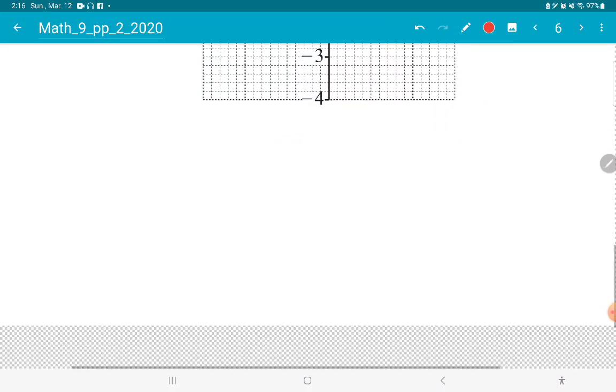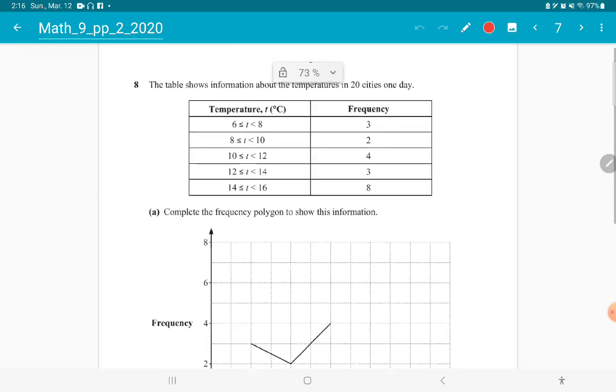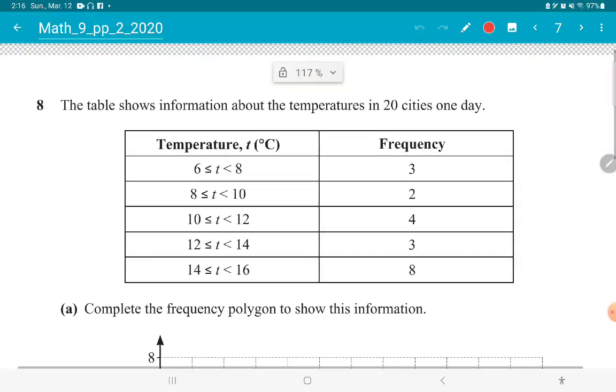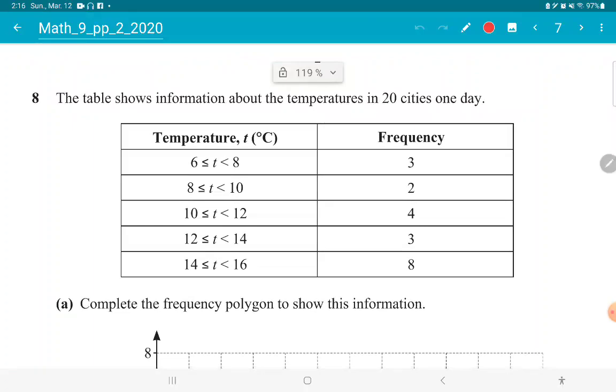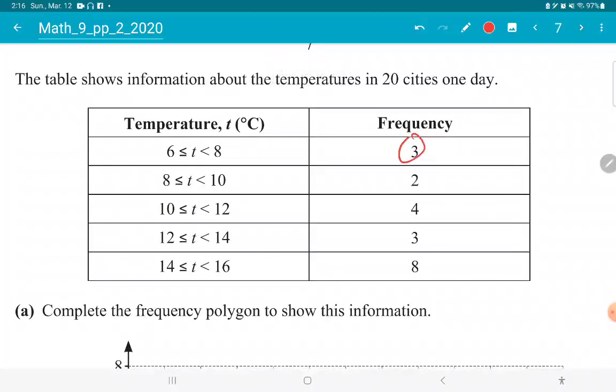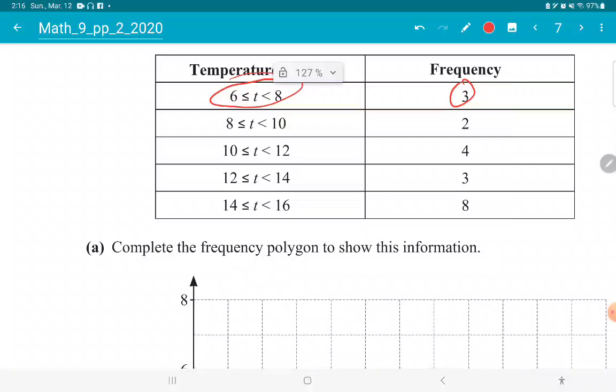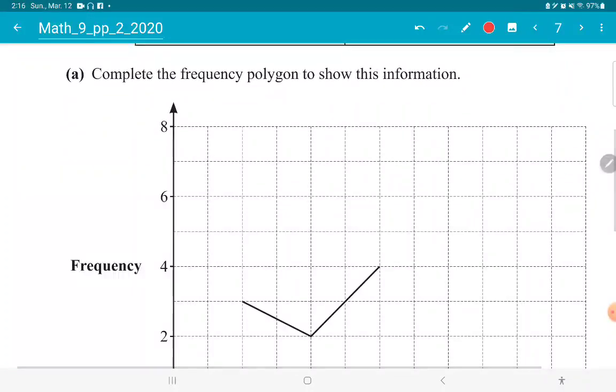That was problem number 7, I think. Number 8, we have temperature of cities. So 3 cities, the temperature between 8 and 6, and 2 of them is whatever, something like that. Well, complete this. Completed, let's see what we have.